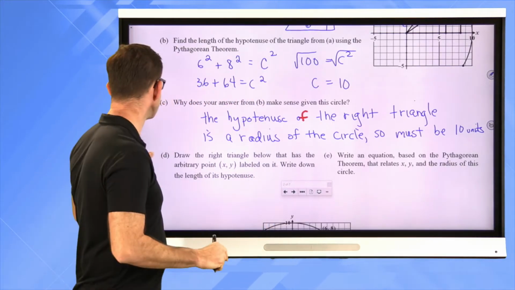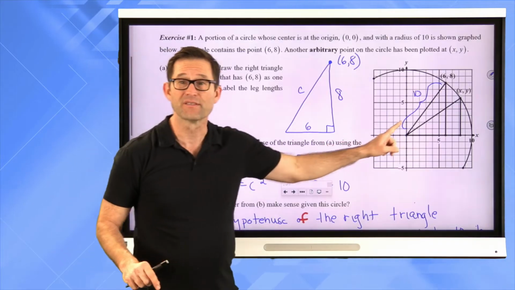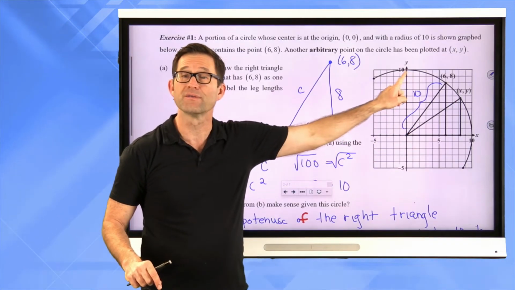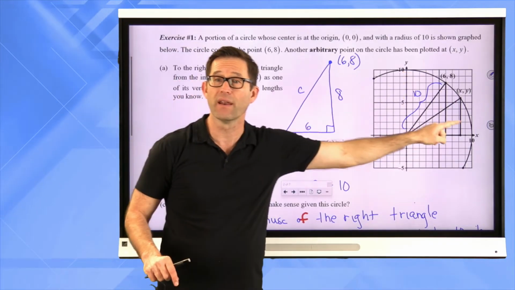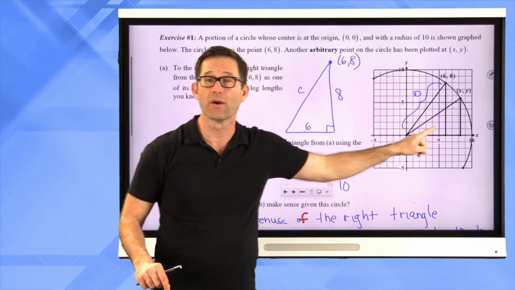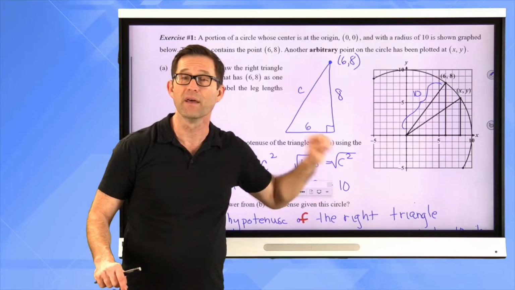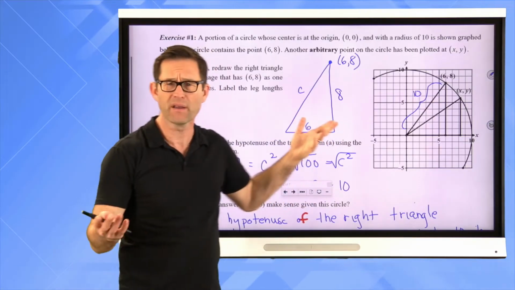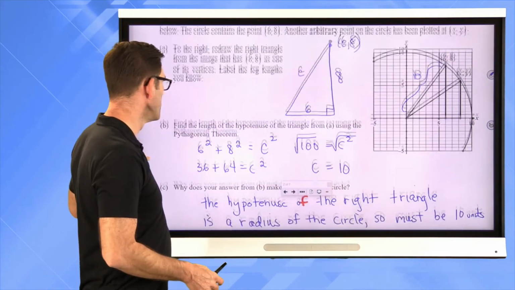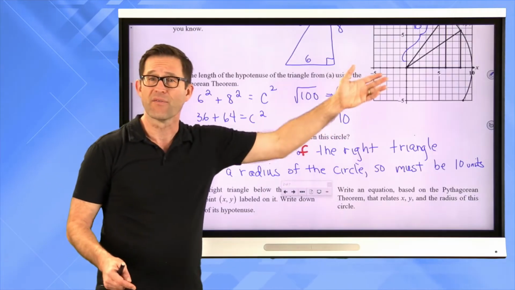You can also tell it's 10 because, if it's centered at the origin, we can go up here and see it intersects at a y-intercept of 10. It's got an x-intercept of 10 here. If we had completed the picture over here, it would be at negative 10, and it would also be at negative 10 down there. But again, it's obvious. It had to be 10 because that thing is a radius.